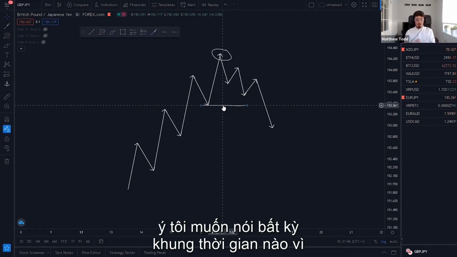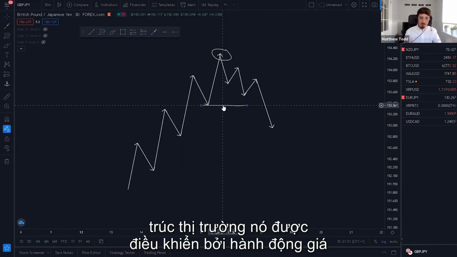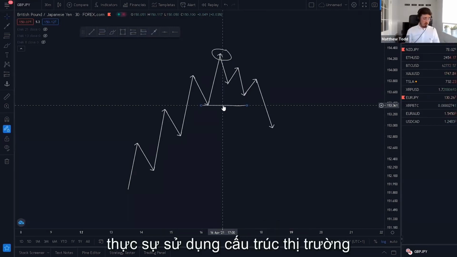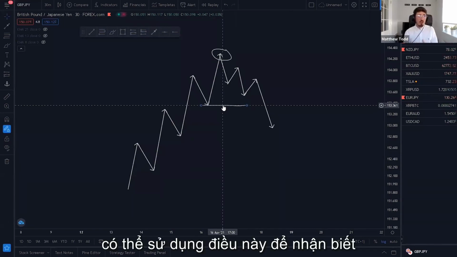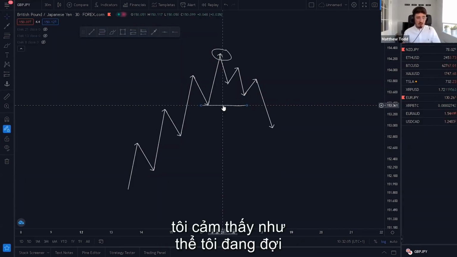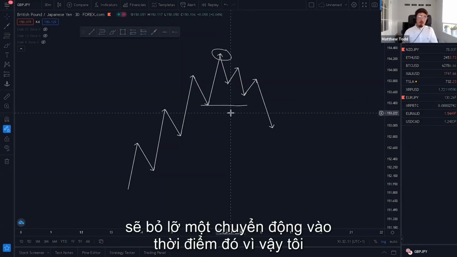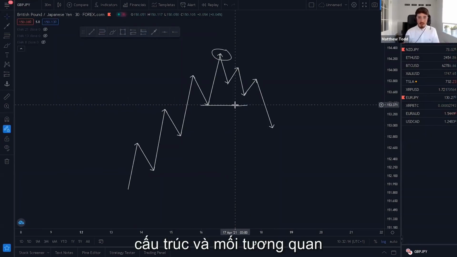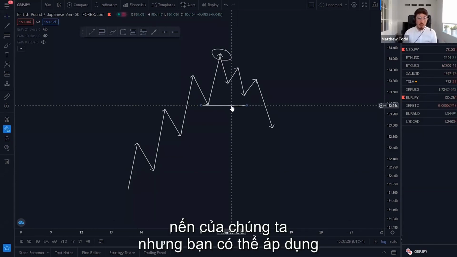Now this applies on, I want to say any time frame, because market structure at the end of the day is market structure. It's driven by price action. But I only really use the market structure on daily, 4 hour, and then the 30 minute. You can use the hourly. The reason that I don't, which will likely be a question that's asked, is because I feel like if I'm waiting on the hourly candles to close, I might miss a move by that point. So I use the 4 hour candles and structure in correlation with the daily and of course the 30 minute, but tend to execute more on the 30 minute as I'll miss less moves if I'm using 30 minute candles as opposed to 1 hour candles.